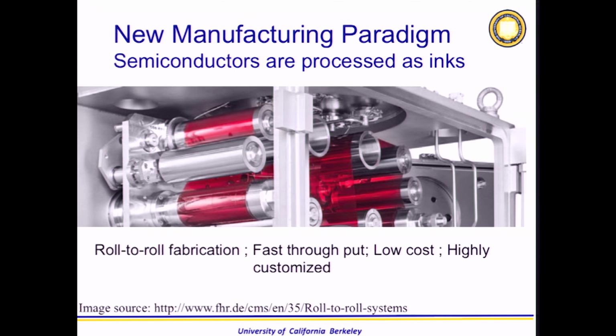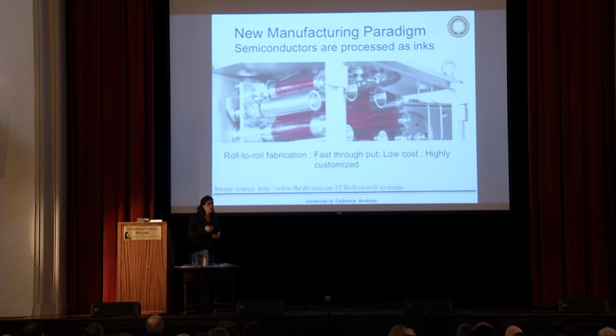Completely different manufacturing facilities. Why is that interesting? Of course, it has the promise of really fast throughput. It can be highly customized because you can change your design. So with the same set of tools, you could print different final products. The way I think about this is like a print shop.